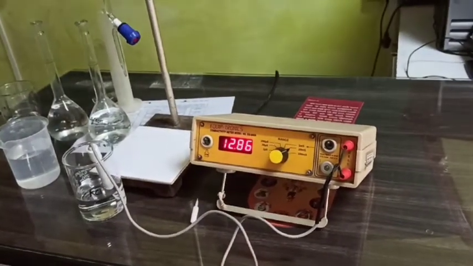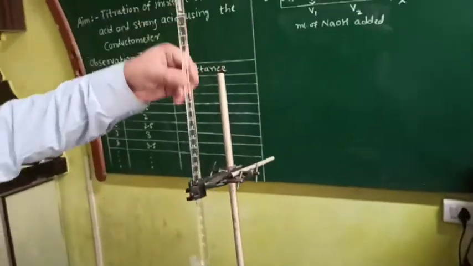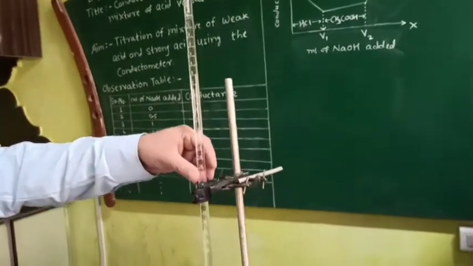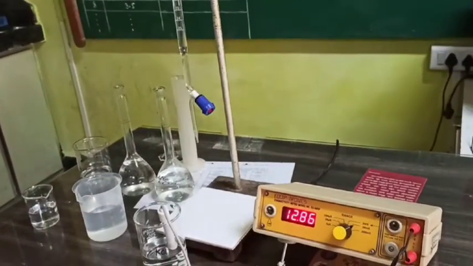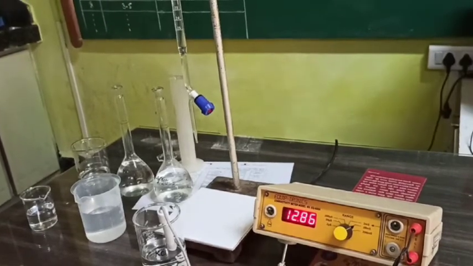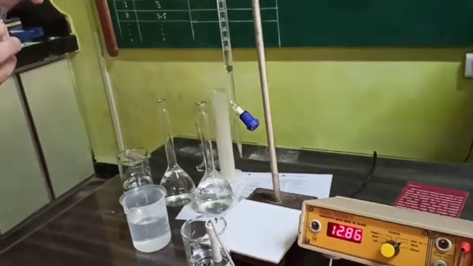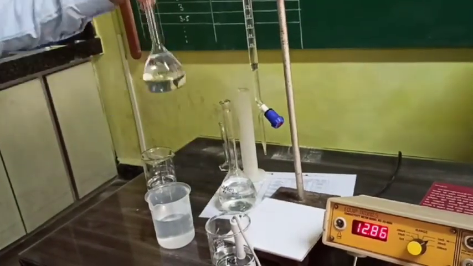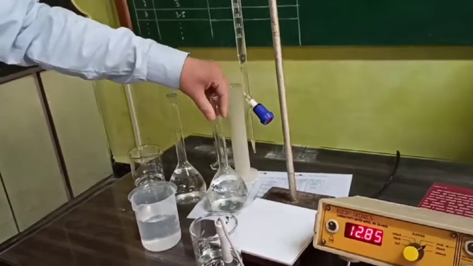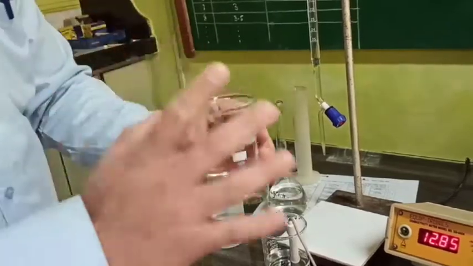Now for our experimental part, we require the burette, which will be filled with NaOH solution, that is the base. In an acid-base titration generally the base is added from the burette. Then in this beaker we take the mixture of the acids under analysis, that is, the mixture of HCl and acetic acid. So it is the solution of a mixture of the two acids.